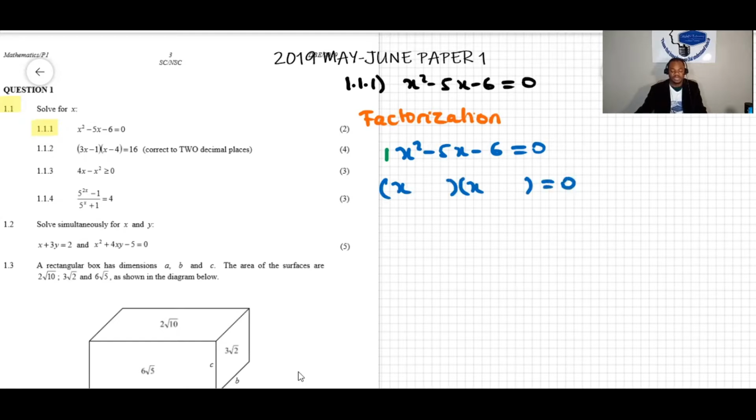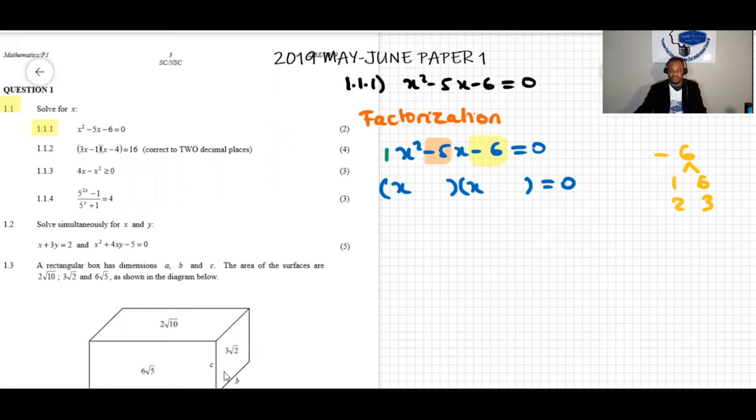Then we consider the constant term, the negative 6. Then we will list all the factors of 6. The factors of 6 are 1 and 6, 2 and 3. Now, in the list of the factors of 6, we need to look at which couple will give us the sum equal to the coefficient of the middle term, negative 5. So now, let's see.